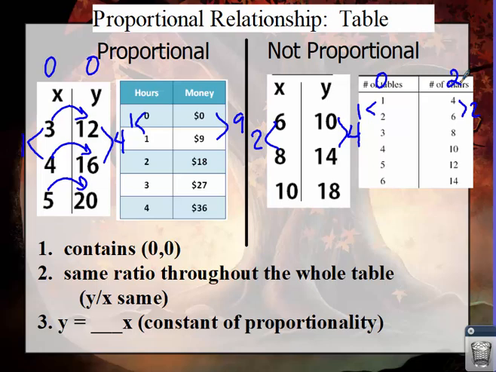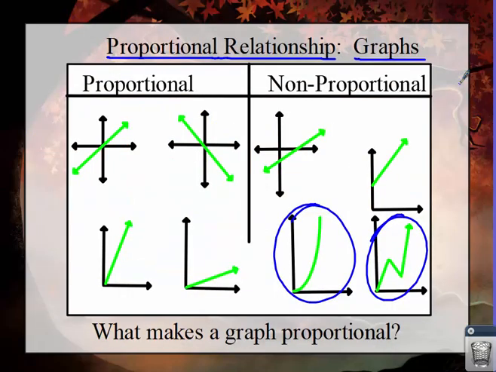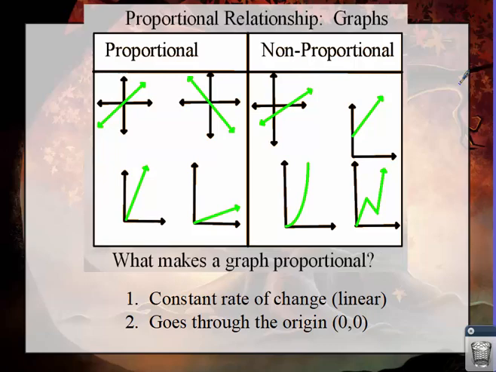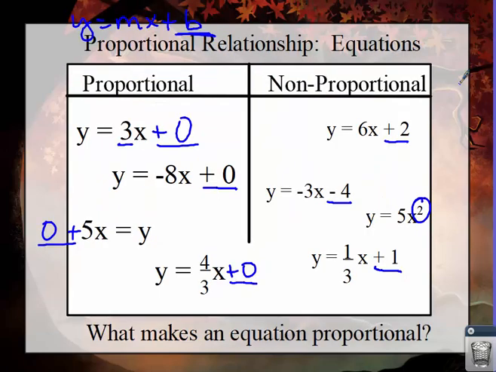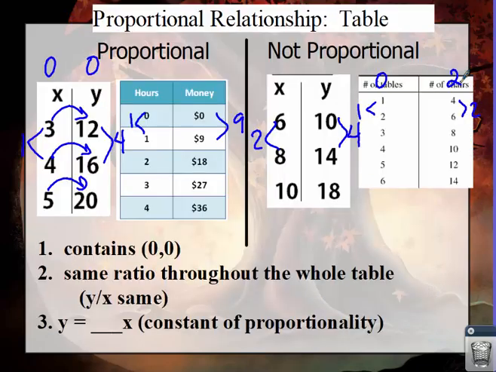So we've looked at three things. We've looked at a graph. A graph must be a line and must go through the origin. Okay, an equation must have just a slope. The y-intercept is going to be 0, and it can't have any exponents. And with the T-chart, it must contain the origin. It must have the same ratio throughout the T-chart.